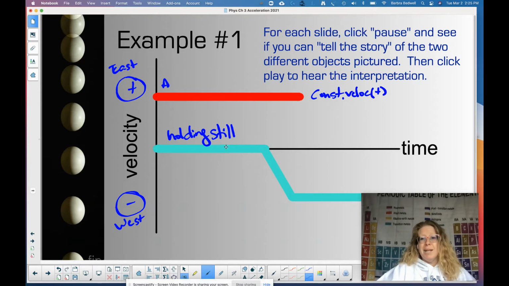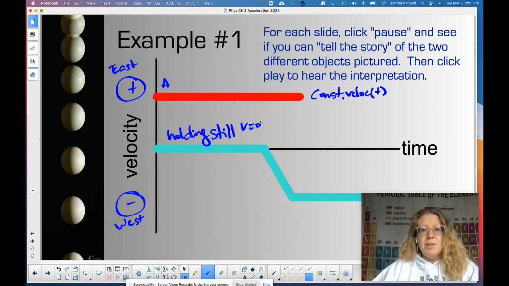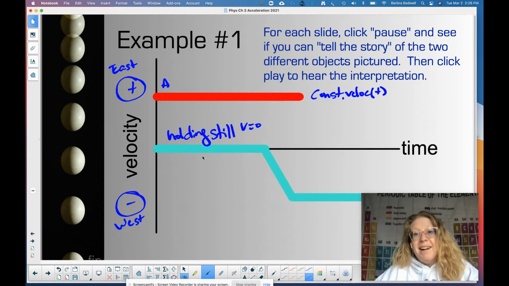We can't tell from looking at this. We just know that it's not currently moving at this particular point. Holding still, velocity equals 0. By the way, horizontal here means constant velocity. It says constant velocity here is equal to 0. And then what's happening? Now we're going from 0 to -1, -2, -3, -4, -5. So it's going to -5, and now it's staying at -5.